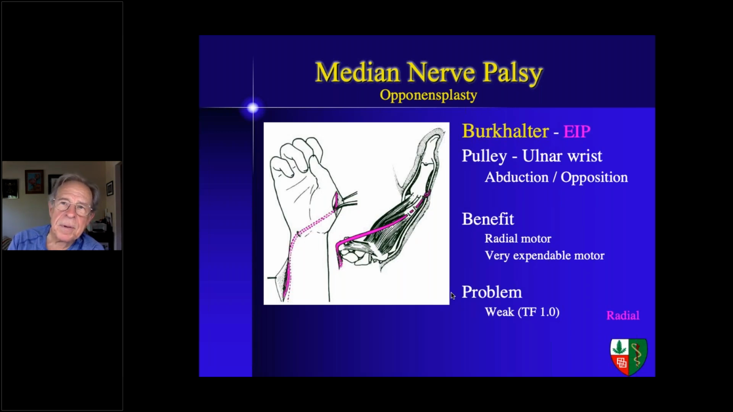Burkhalter described using the extensor indicis proprius, and the pulley basically is the ulnar side of the wrist. The benefit is that it's a radial motor, so it's very expendable. But as we mentioned earlier, it's a relatively weak transfer. And in my experience, the tendon just reaches. You don't have a lot of play with where you attach your tendon in this transfer.